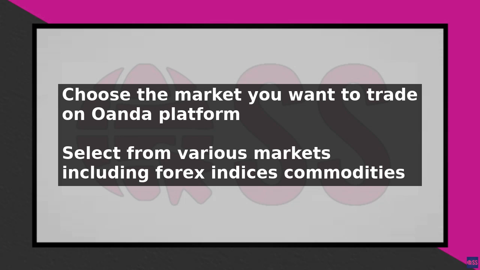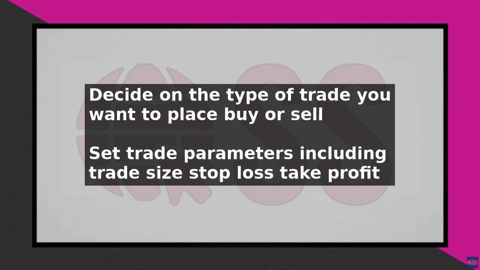The next step is to set the trade parameters. This includes setting the trade size, stop loss, and take profit levels. The trade size determines the amount of money you are willing to risk on the trade. The stop loss is the price level at which the trade will be automatically closed if the market moves against you. The take profit is the price level at which the trade will be automatically closed if the market moves in your favor.